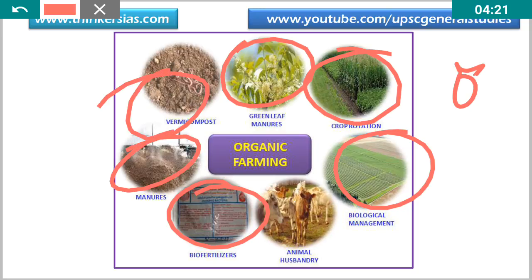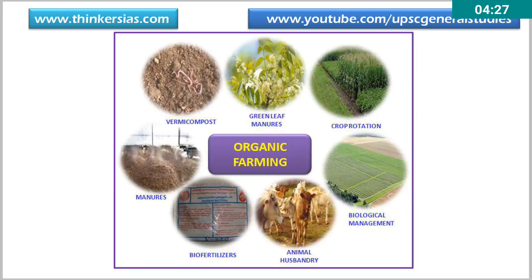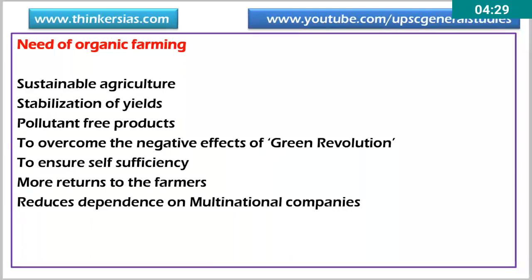Manures and vermicompost: compost produced through the use of earthworms is called vermicompost. These are the different important components of organic farming. Now let's discuss the need for organic farming in the present day world, because organic farming promotes sustainable agriculture. Yields are not going to go down when we adopt organic farming.